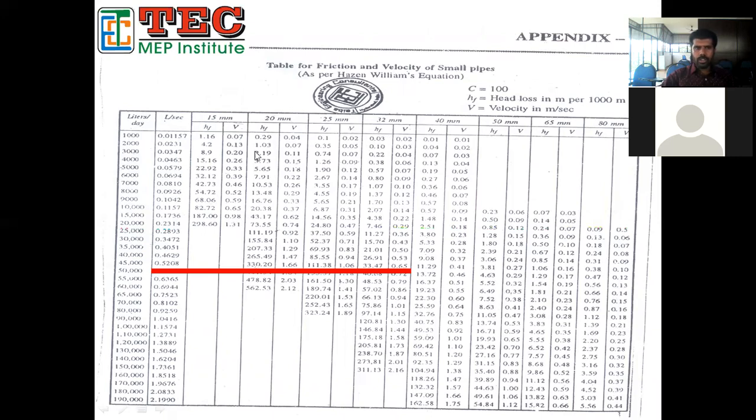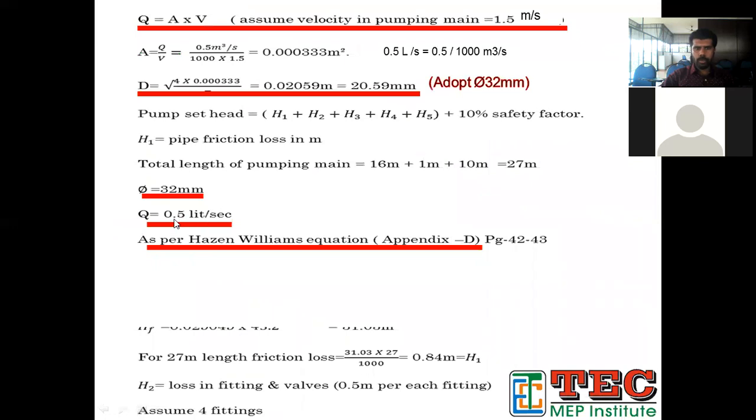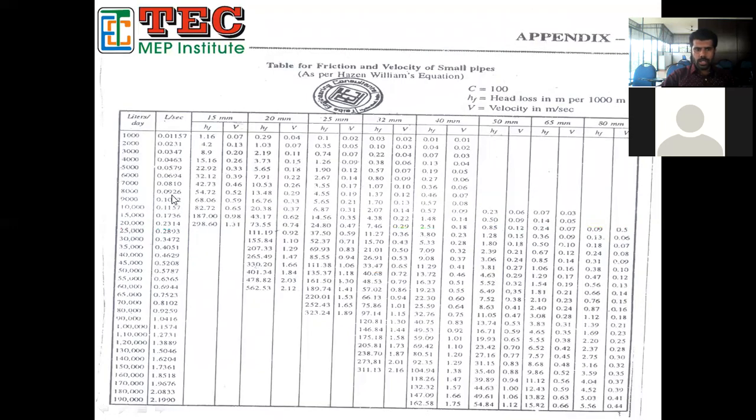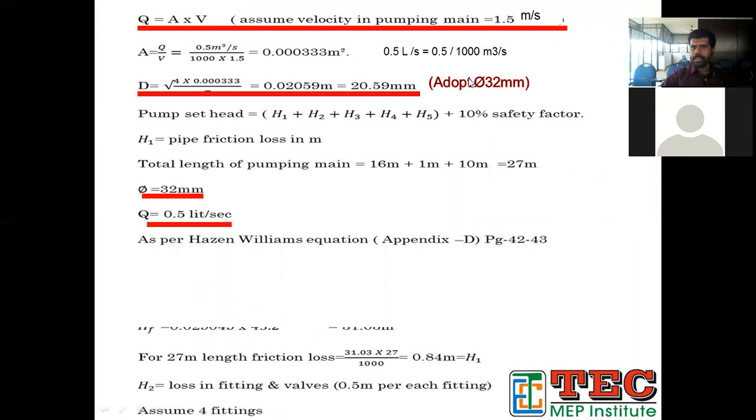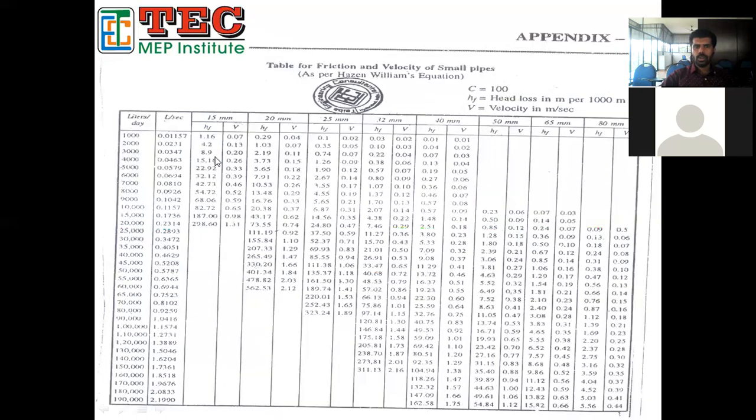Correct. So we know our Q value is 0.5 liter per second. We can take 0.5 liter per second, and the pipe diameter is 32. We have chosen 32. So 32 with respect to 0.5 liter per second. How much is it? After 0.46, it is 0.52. So you can take 0.52, and for 32 mm, HF is almost coming as 33.47, and velocity is 0.65.